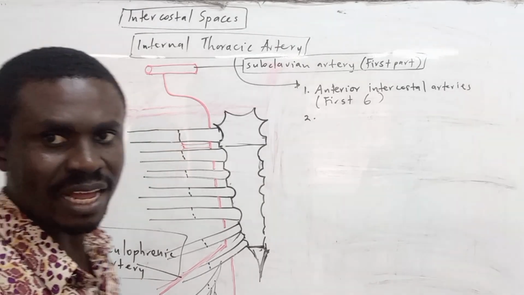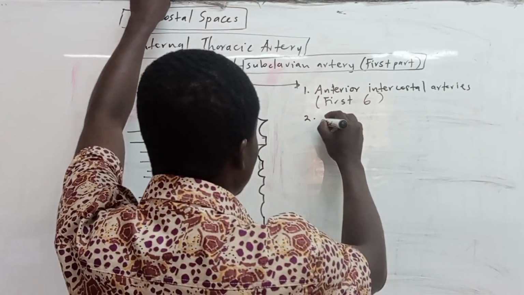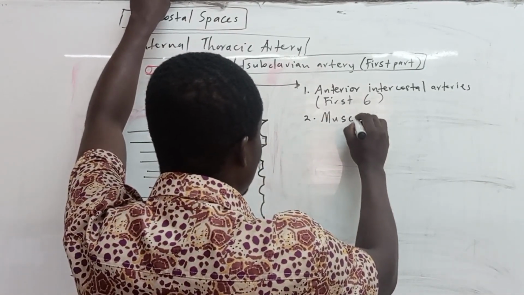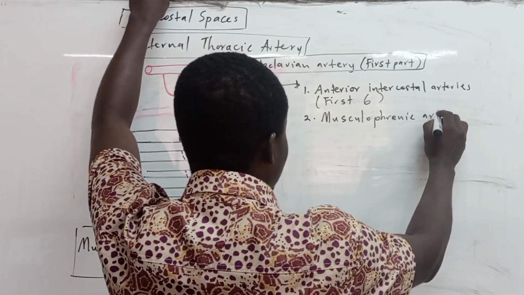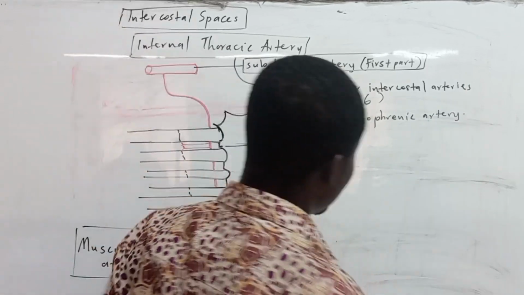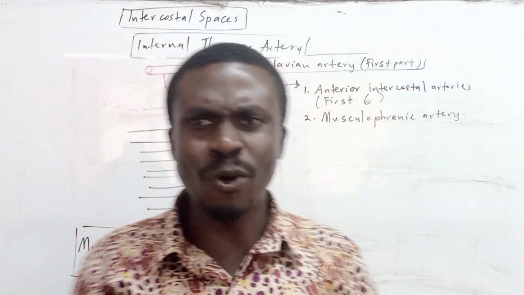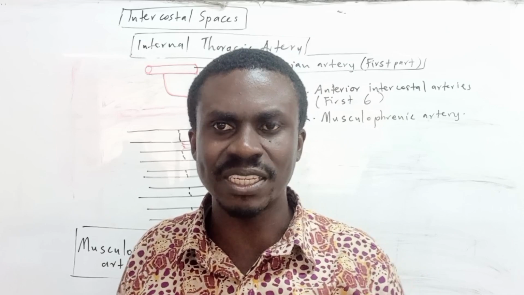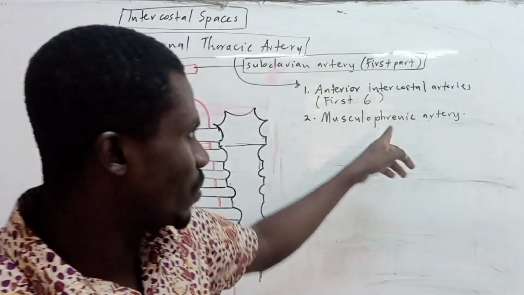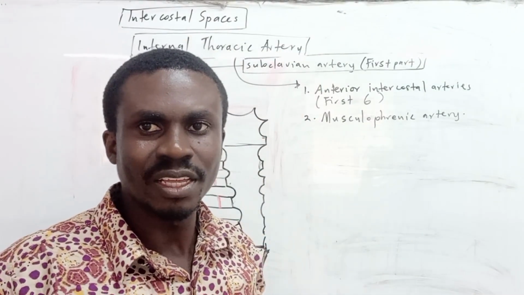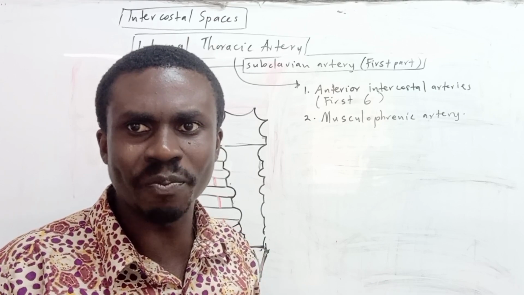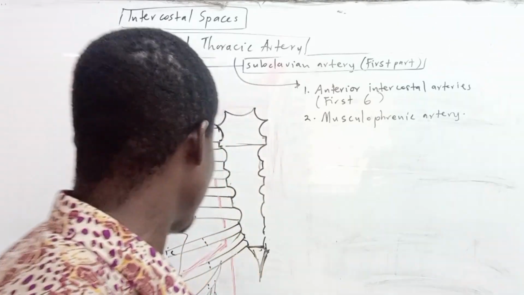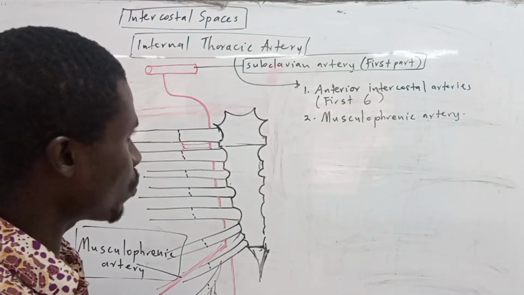Very important, because, as I told you, there's another branch, the musculophrenic artery. It will be supplying some of the muscles in the intercostal space, and not only that, you can see the word phrenic. What it means is that, as I told you, anything phrenic has to do with the diaphragm. It will be supplying some aspects of the diaphragm also. Musculophrenic artery. That's what we saw last week.